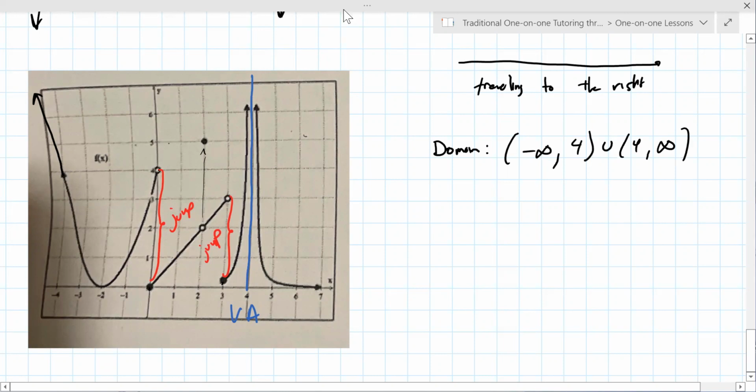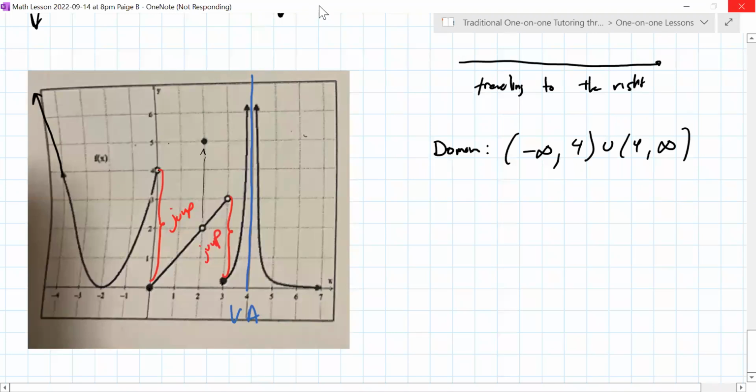Oh, okay. Oh, this thing is glitching on me.